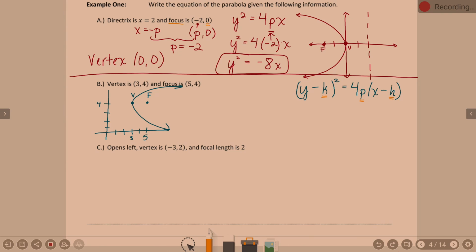Well, what do we already know? H and K would be the vertex. Yes? You guys with me? If you go back to that paper, it says vertex h, k. We were already told the vertex is 3, 4. So what's that mean? 3 goes in for h, and 4 goes in for k. Okay, got an easy part out of the way.